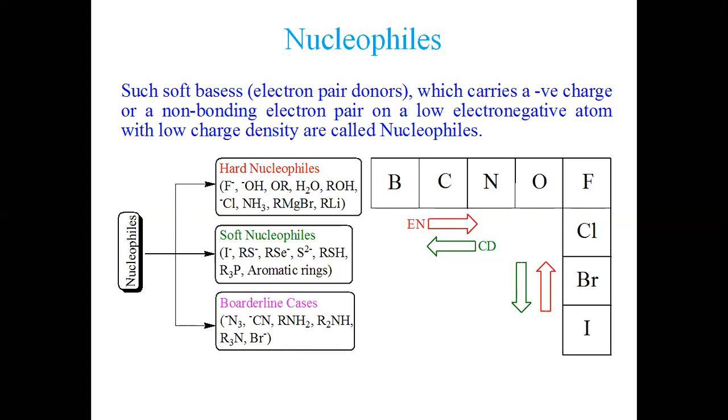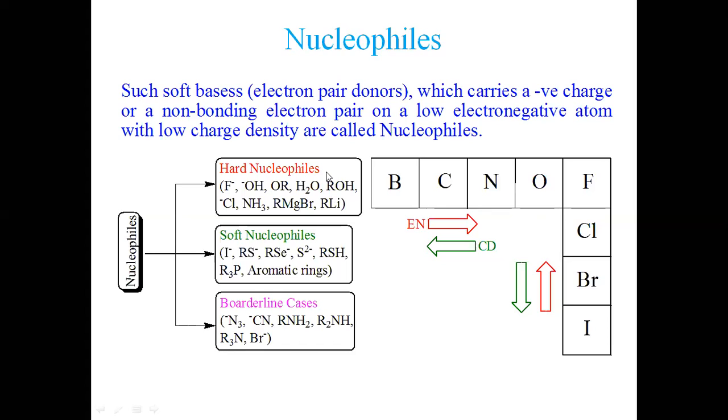Maybe you have a halogen having a negative charge on it, so that shall be treated as a negative charge. This is just a variation in these cases, and you should be clear that it may be a charged electron pair or a non-bonding electron pair present which can be donated. It shall be a base. But what kind of base? A base where the negative charge or non-bonding electron pair is present on a low electronegative atom, and it has a low charge density. I shall explain what these two terminologies are.